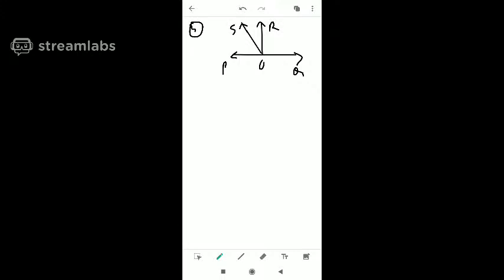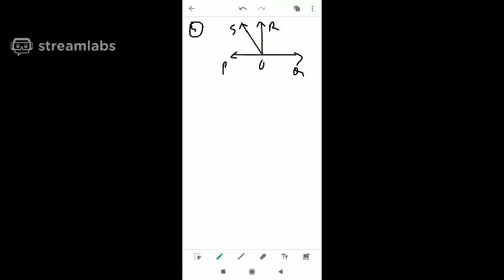Question 5. The diagram is already drawn. It is given that this is the perpendicular line, then this line will be here, and an arrow is there everywhere. P, Q, R, O, S. This is important.